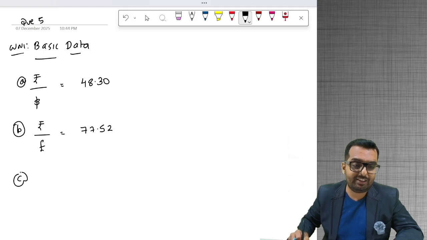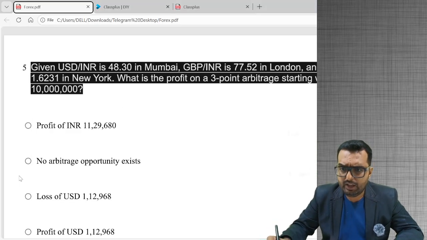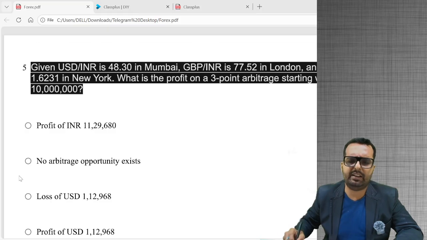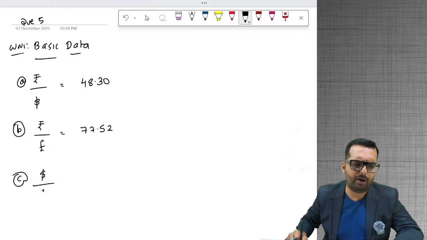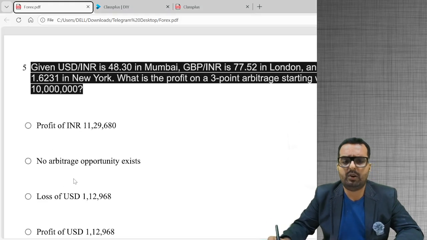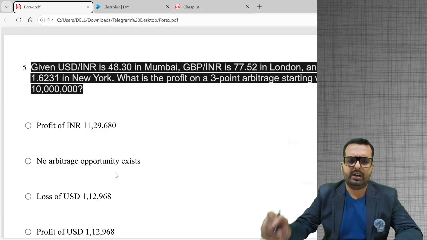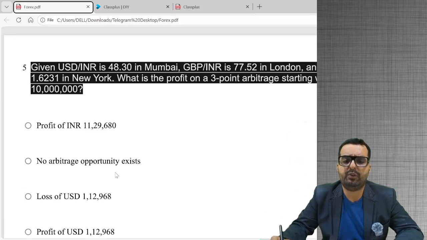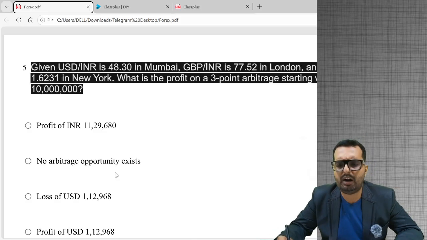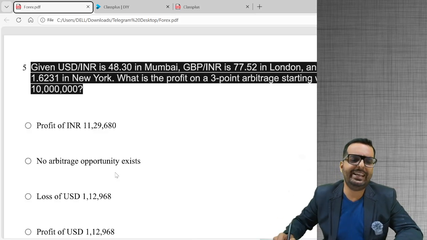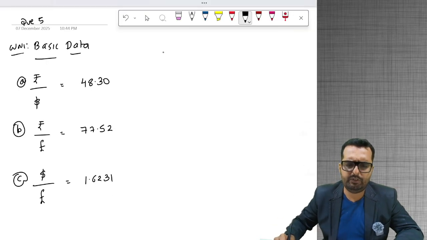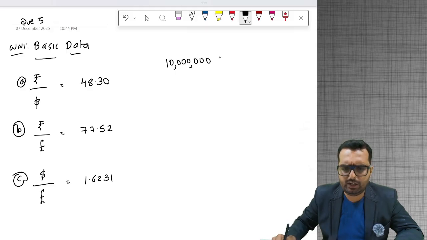Friends, this is actually a study material question. GBP bar USD, that is nothing but dollar bar pound, is turning out to be how much? 1.6231. Now they're asking what is the profit on a 3-point arbitrage starting with USD 10 million. So they've given in millions. This is $10 million is there.